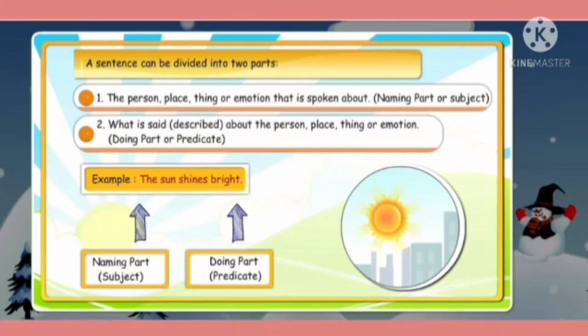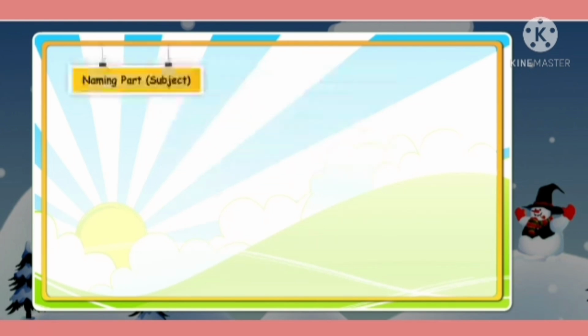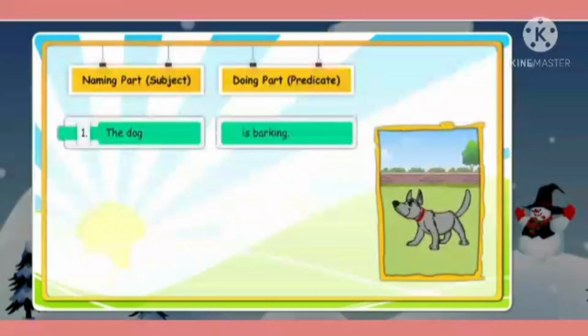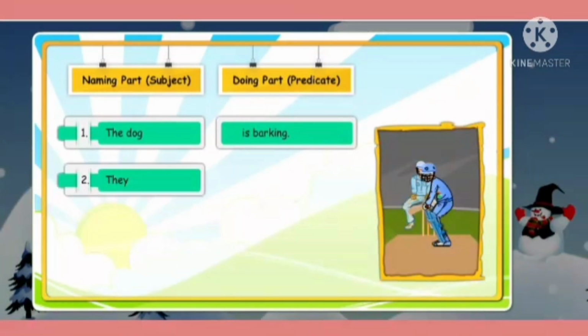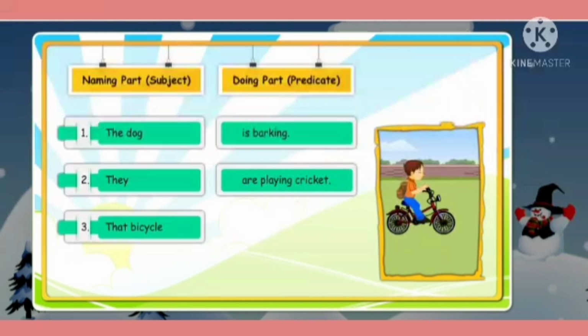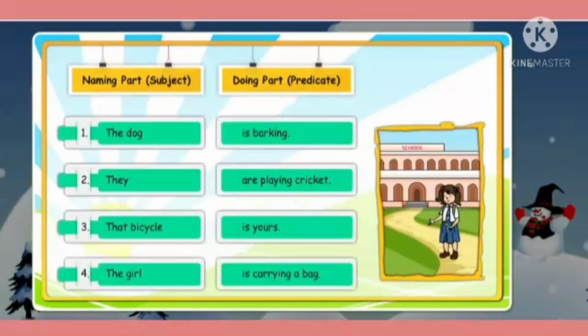Now, read the sentences carefully and check which is the naming part and which is the doing part, the subject or predicate. First, the dog is barking. Second, they are playing cricket. Third, that bicycle is yours. Fourth, the girl is carrying a bag. I hope it is clear to you.